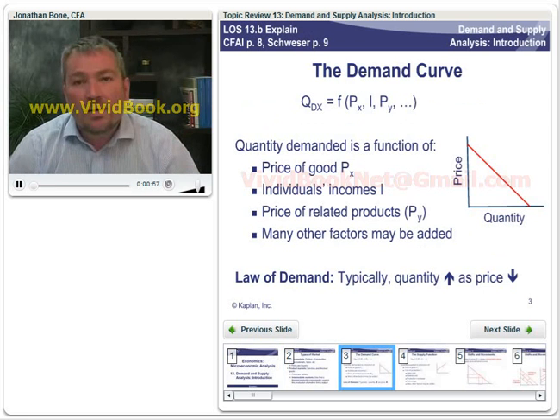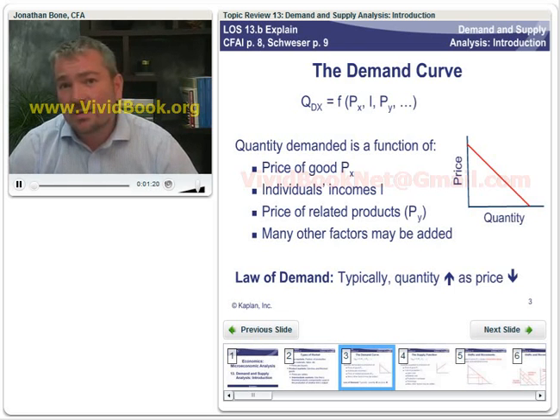Right, we're now asked to explain the principles behind the demand and supply curves. So you notice we've set up Q dx, quantity demanded, and we're saying it's a function of a number of different variables. And the variables that we've got here are price, income, price of related products, so complements, etc., and any other factors that we may think of. So in other words, the quantity demanded is a function of a number of different factors.